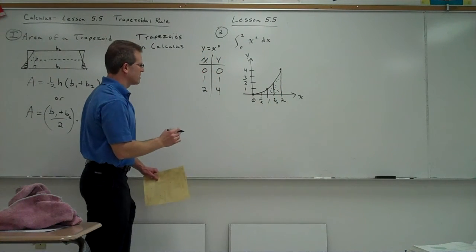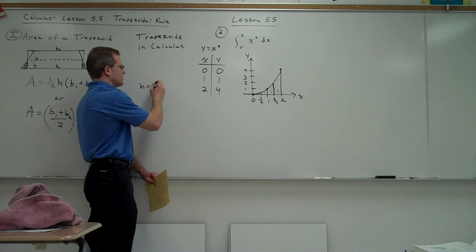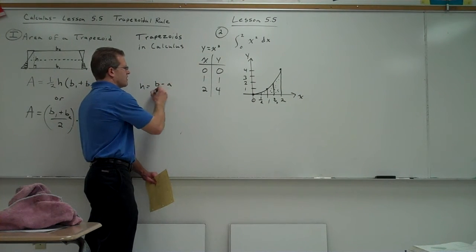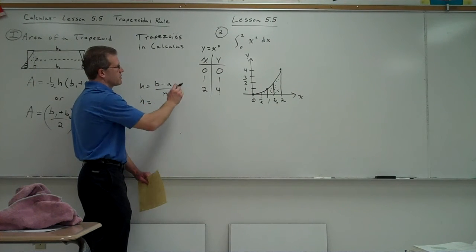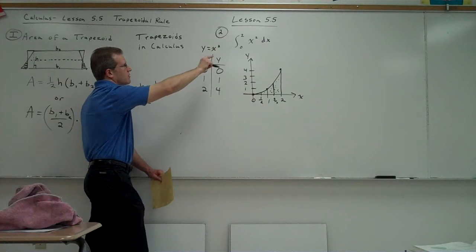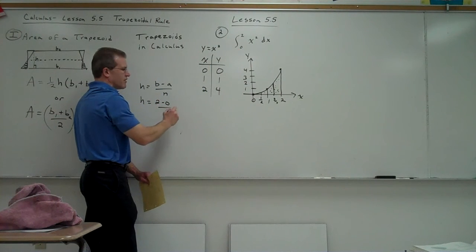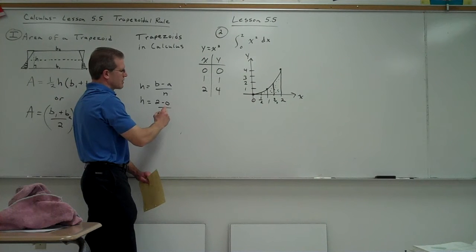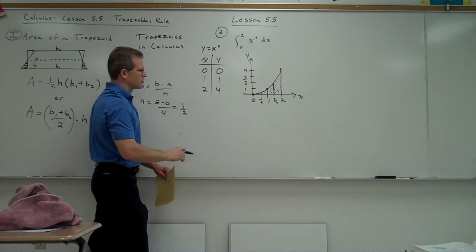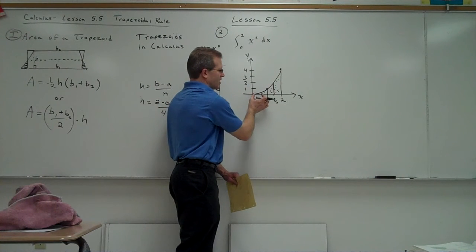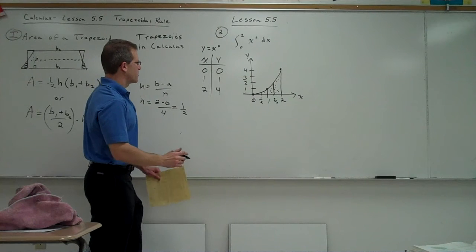And the way you can get the height of your trapezoid, in other words, the width on your actual picture, is you take b minus a divided by n. So in this case, b minus a would be 2 minus 0. b and a are the boundaries of your integral. So 2 minus 0 divided by the number of trapezoids, which is 4. So 2/4 or 1/2 is your height. In other words, each trapezoid is going to have a height, which runs sideways, of a half of a unit. So let's go back in here.